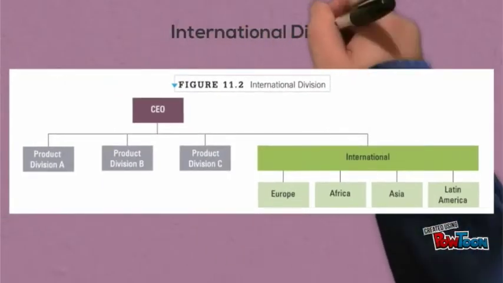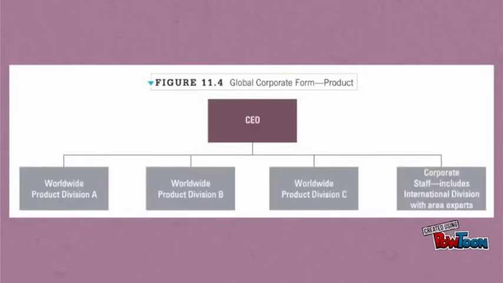Ford, IBM, Walmart, these are some of the world's largest companies, and they all use an international division. In this type of organization, different geographic regions each get their own division. However, as overseas operations increase, in many cases the international division is scrapped.